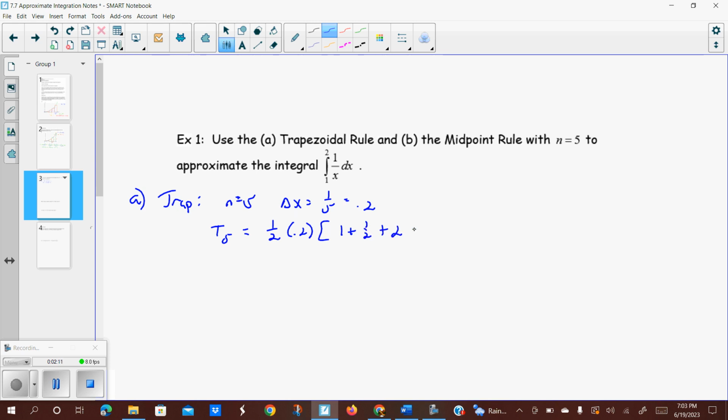And then I have to add up 2 times the sum of all the interior bases. Well, the first one is going to be at 1.2 because you take a and then you add delta x to it. So that'll be 1 over 1.2 plus 1 over the next interior base, adding another 0.2 would be 1.4. And then 1.6 in the denominator and then 1.8 in the denominator because the next one would be 1 over 2, which we've already taken care of. So that would be how we would set that up.